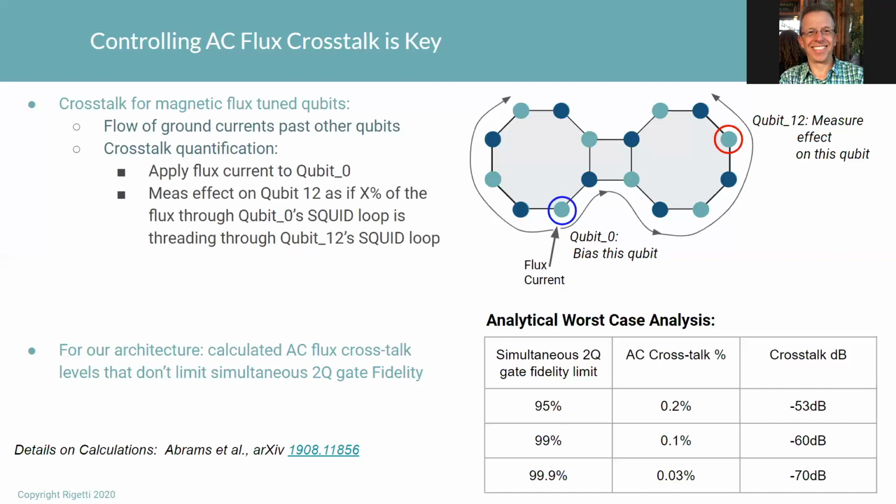So we can translate those into a different measure, into decibels. 20 dB is a factor of 10 here. So the one to keep in mind is that 0.1% crosstalk is minus 60 dB, which correlates to the worst case limit of a 99% fidelity.